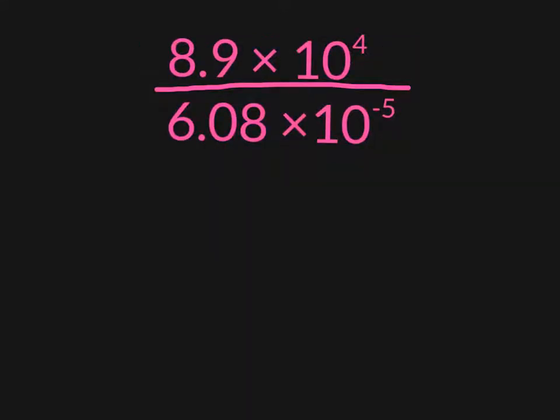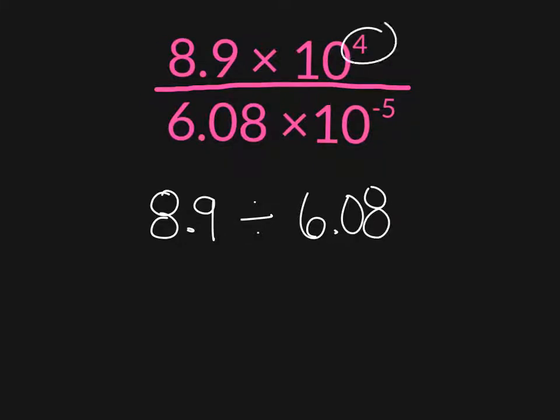So here we have two numbers written in scientific notation that are being divided. We learned in class that you divide in two steps. So we're going to have 8.9 divided by 6.08. And then I'm going to use my quotient rule on the tens because their bases are the same. So I'm going to start to establish my answer. It's going to be 10 to the, 4 minus negative 5 becomes a 9. So 10 to the 9.